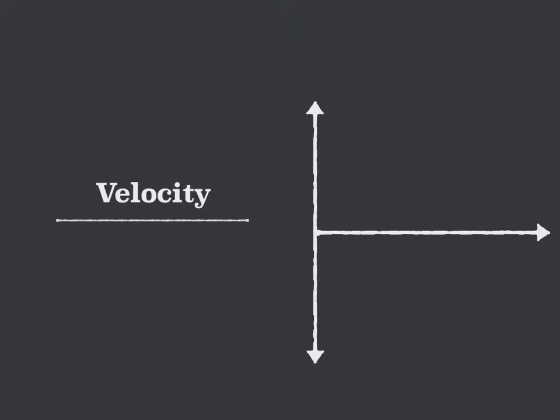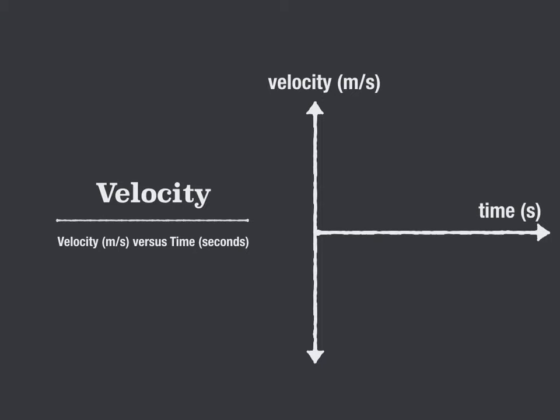Now let's look at velocity, and in the same way, we know we have velocity in meters per second versus time in seconds. And just like before, time goes on the x-axis. So we have velocity on the y-axis with meters per second and time on the x-axis.